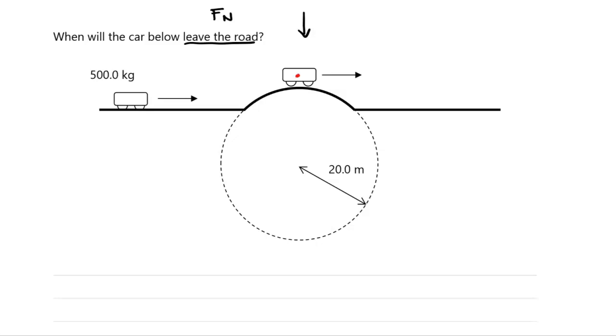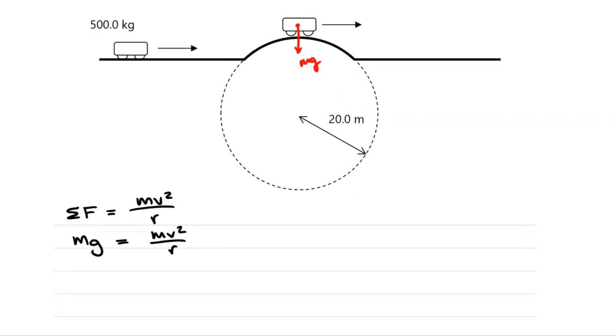So normally, we would have mg pointing downwards, and we would have the normal force pointing upwards. Now I know that the normal force would need to be smaller than mg because the net force needs to point towards the centre of the circle. But in this case, they're saying the normal force is equal to 0. So mg is the only thing providing a centripetal force. So in this case, if we're looking at the forces acting, sum of the forces is mv squared over r. Only force is mg again. So cancel off those m's. We're going to have g equals v squared over r.